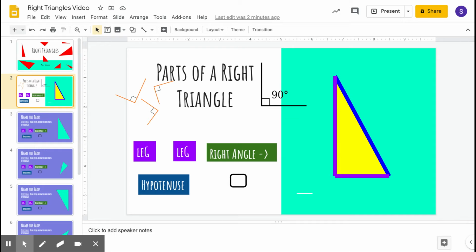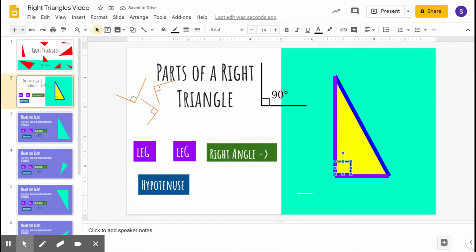The important part about right triangles is that they have a right angle, and a right angle is 90 degrees. And usually we represent 90 degrees with this little box. So that's why I included this little box that you can drag and drop to show where that right angle is. So I'm going to go ahead and show you, where do you think that right angle is? Here, here, or here? Go ahead and make your prediction. Yep, if you guessed right here, your right angle is right there.